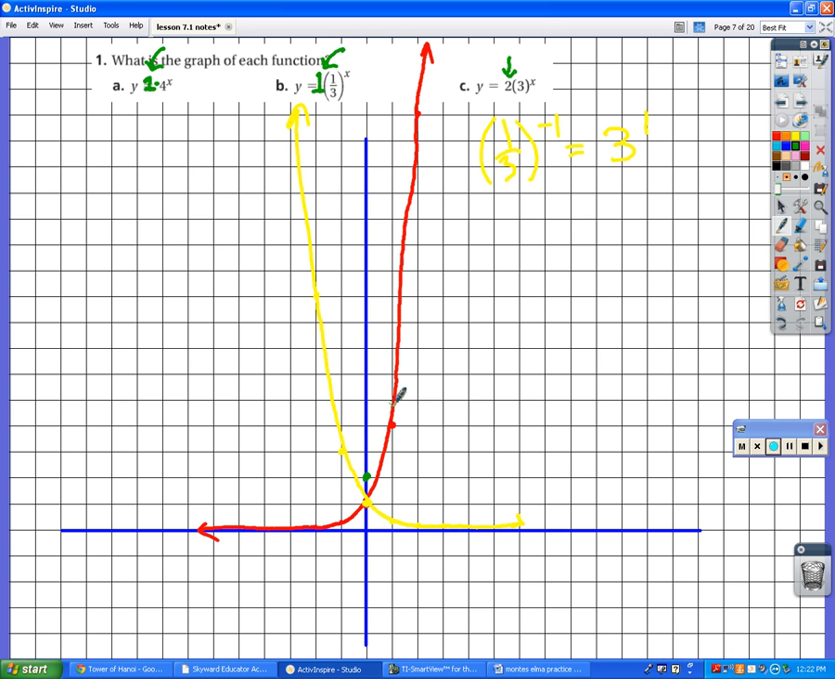What do you get if you plug in 1? 6, because 3 to the first is 3 times 2 is 6. 1, 2, 3, 4, 5, 6. What do you get if you plug in 2?